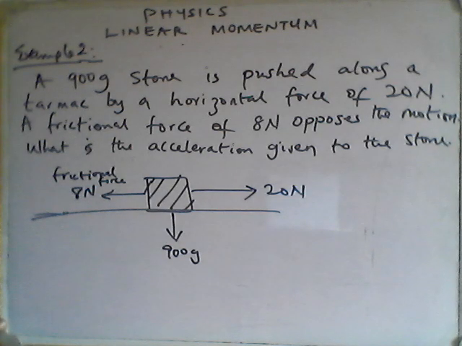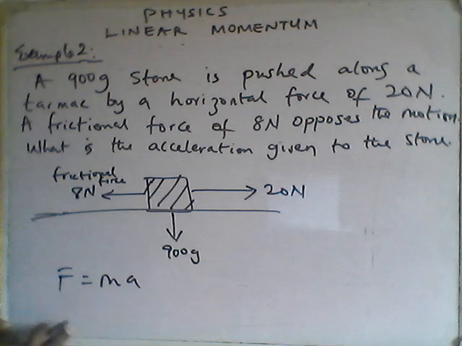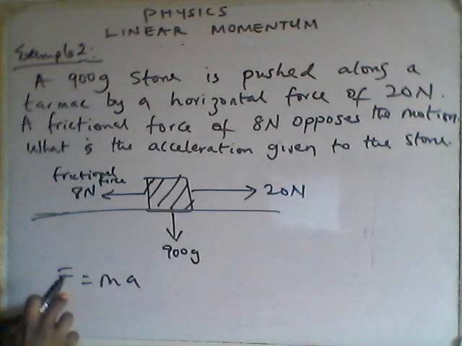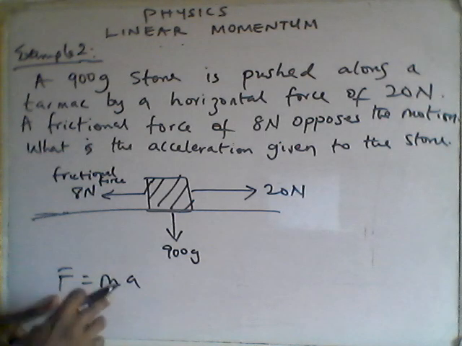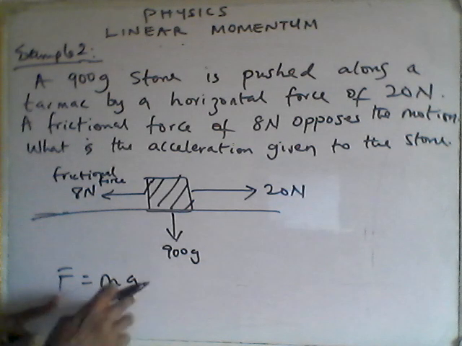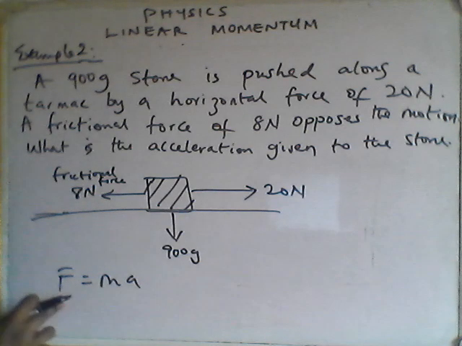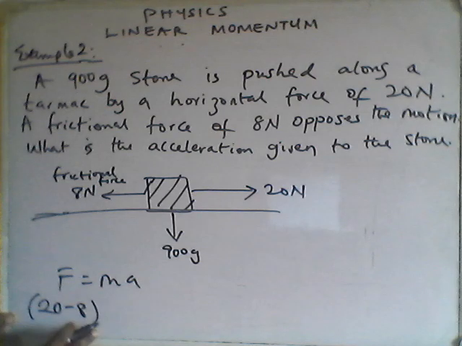So in effect, we are now told to find the acceleration of this stone. Now we know that force is equal to ma. This force is not this one. This force here is the difference between this and this, because the force that will move this stone at a given acceleration is the net force. We call it net force, and net is just like a resultant. So this force F will now be the difference between 20 and 8. That's why I have it like this.